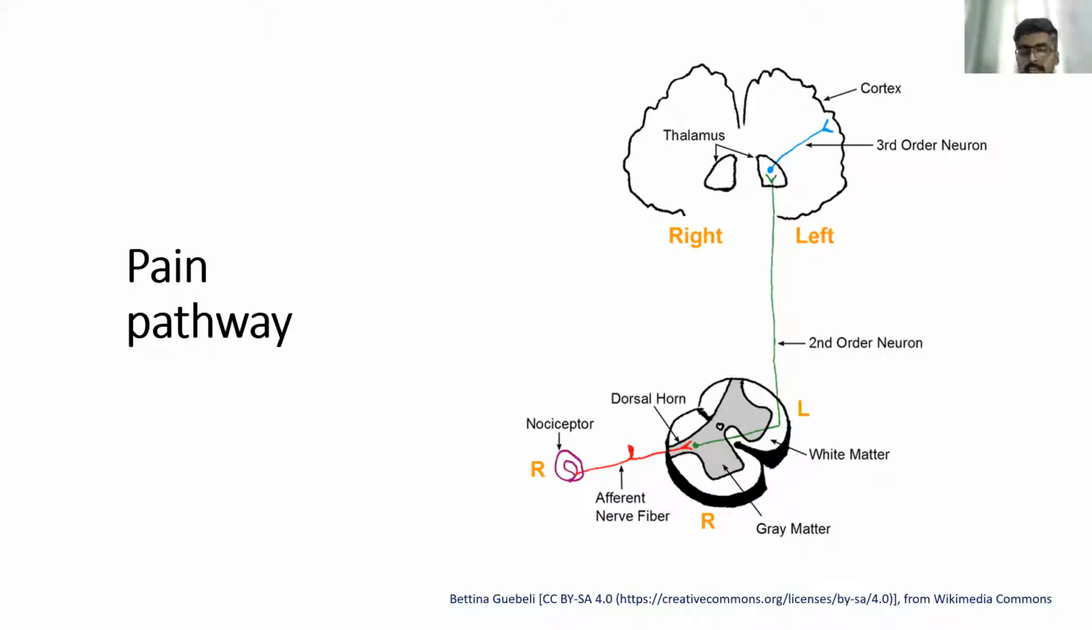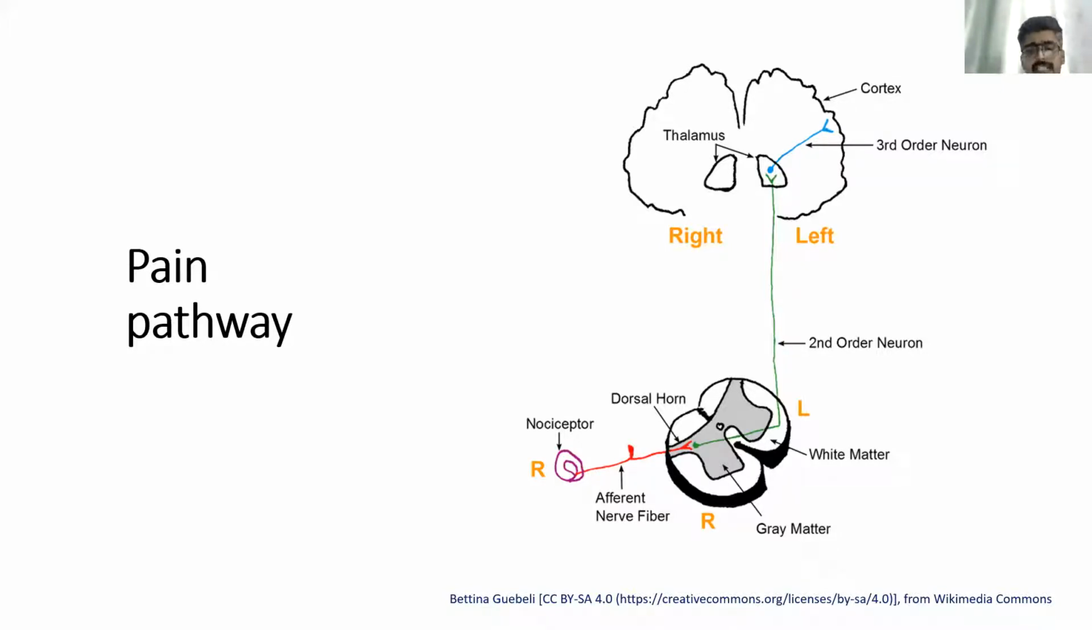So basically, from the site of injury, the nociceptors will send the afferent signals to the spinal cord, and then it will be taken up through the ascending pathways to the thalamus and then to the somatosensory cortex, and then descending pathways come down, which actually inhibit the pain sensation.